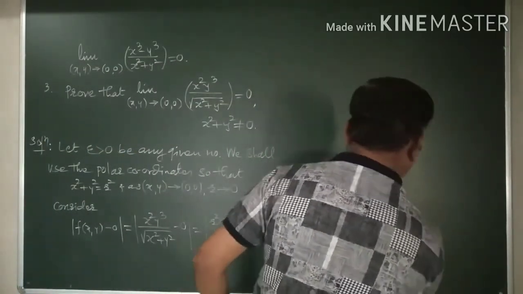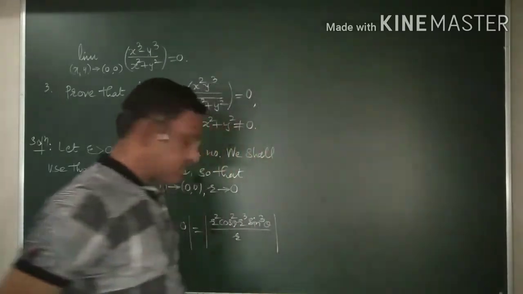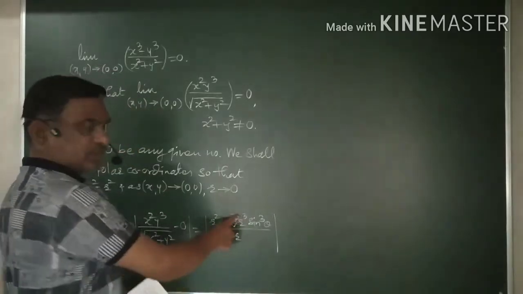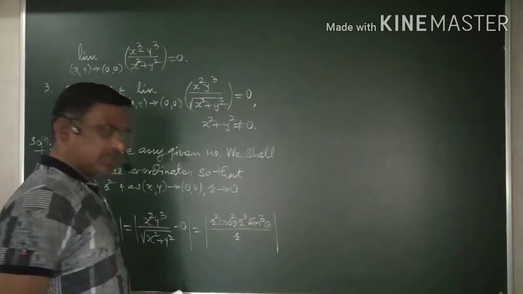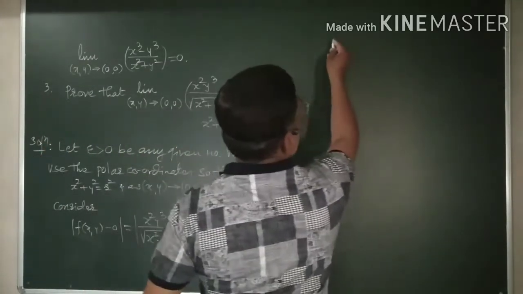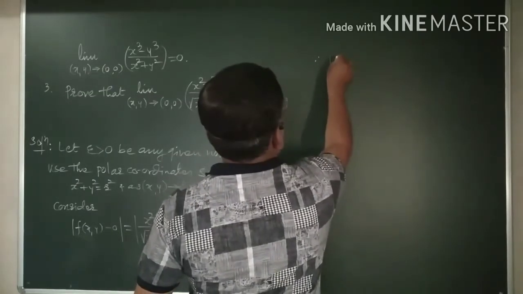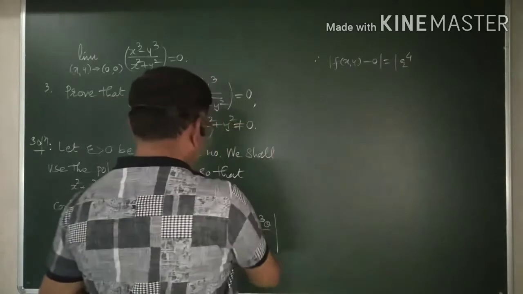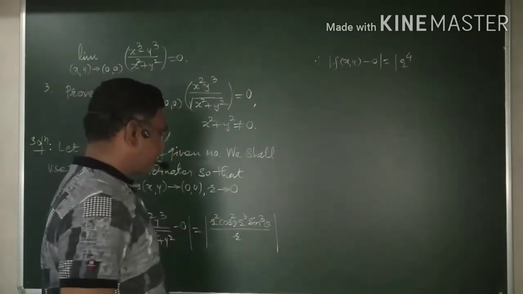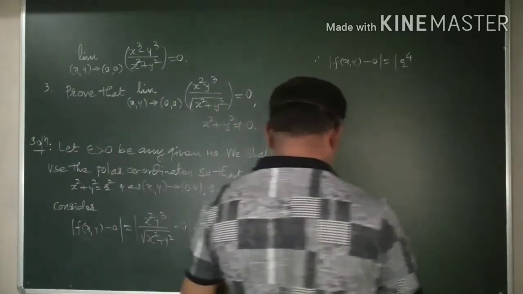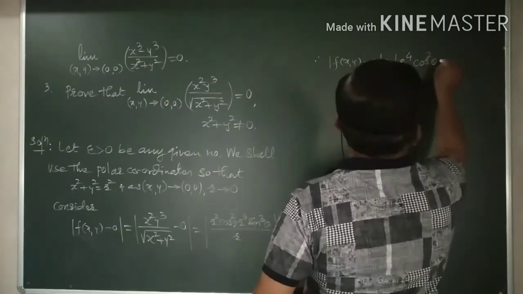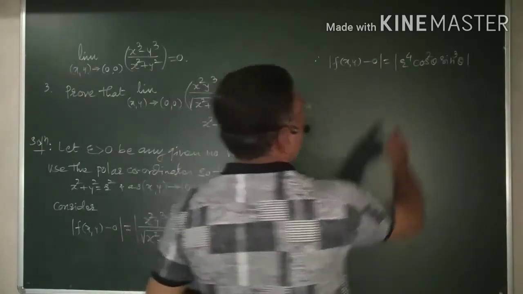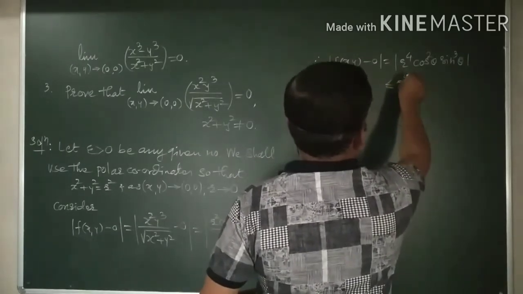Further calculation for this gives me r² and r³, which is r⁵, and over r, it is r⁴. Therefore, the absolute value of f(x, y) minus 0 is nothing but r⁴ cos²θ sin³θ, and this is less than or equal to r⁴.